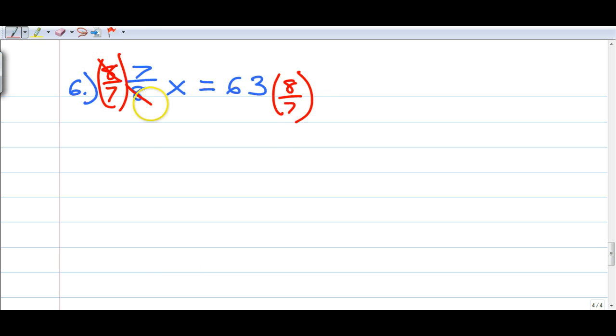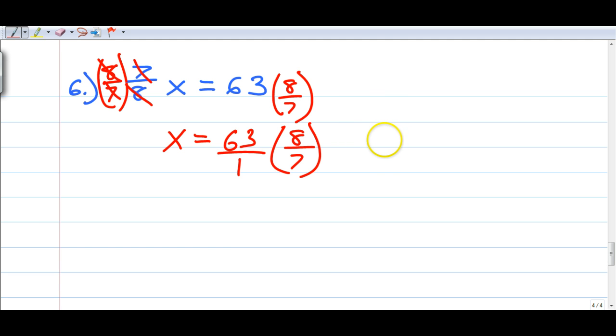This clears the 7/8 off the left side, leaving only x. On the other side, we're left with a 63, which I can put into fraction form by putting over a 1, multiplied to an 8/7. I can multiply these straight across and then reduce, but I can also reduce before multiplying by looking across for anything that will divide into a value from the top as well as a value from the bottom. When I look at the 1 to the 8, there's no reducing a 1.